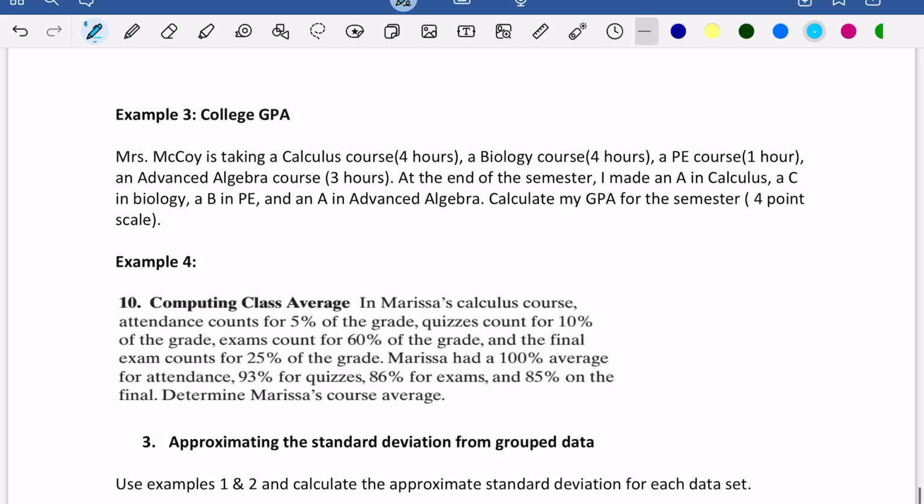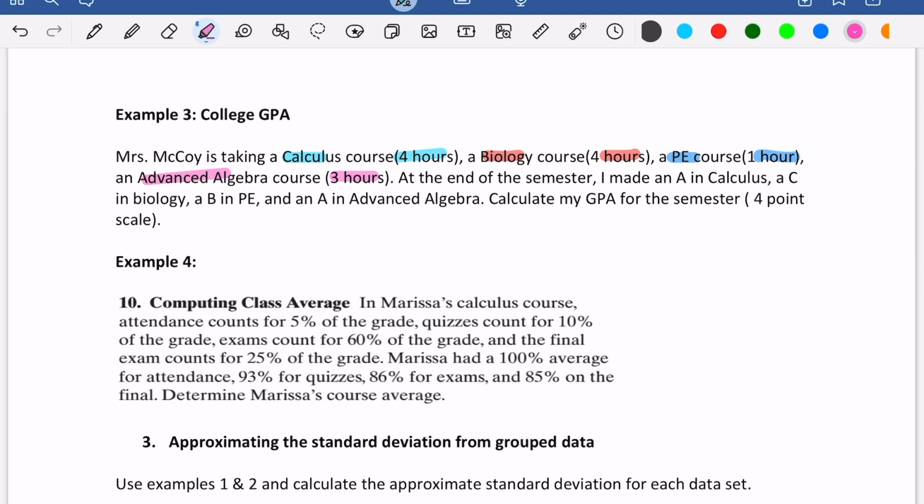Now, here, so for example, your college GPA. Miss McCoy is taking a calculus course. So that calculus course is 4 hours. She's taking a biology course, which is 4 hours, a PE course, which is 1 hour, and then an advanced algebra course, which is 3 hours.